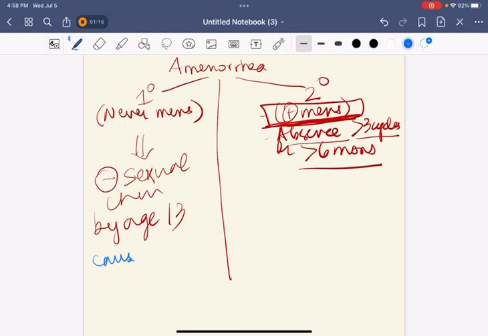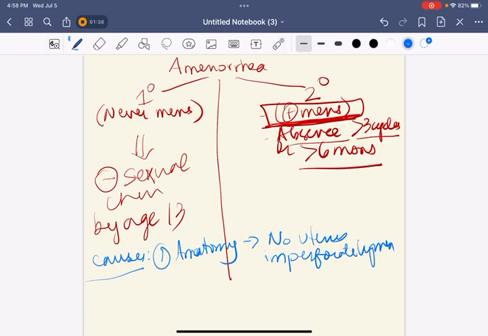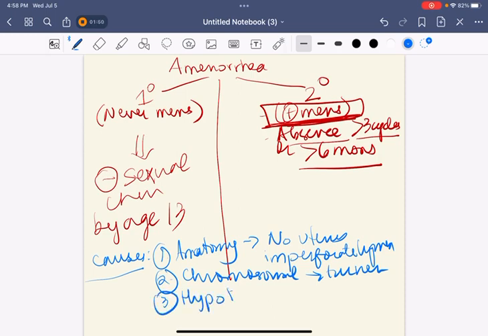Let's talk about the causes. Causes can be a variety. Anatomy can be the cause, right? For example, the patient has no uterus. Another can be an imperforate hymen. Second can be chromosomal anomalies, such as Turner syndrome. Third can be hypothalamic or pituitary dysfunction. These can be the causes of primary amenorrhea.